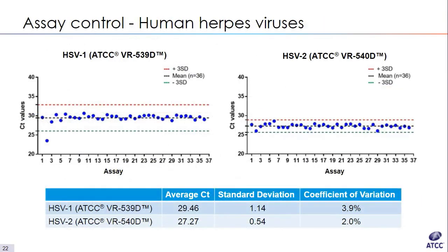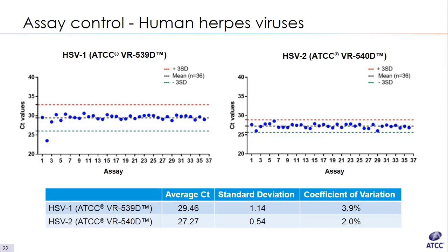Finally, assays need regular controls to monitor run-to-run and lot-to-lot variation. Here, we sent HSV material to the Cincinnati Children's Hospital Medical Center for trial use. The DNA was diluted 1 to 1,000 and used in a laboratory-developed test in the pathology department over a 3-month period by 3 different operators in 36 assays for each virus.